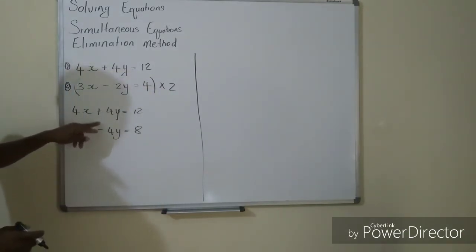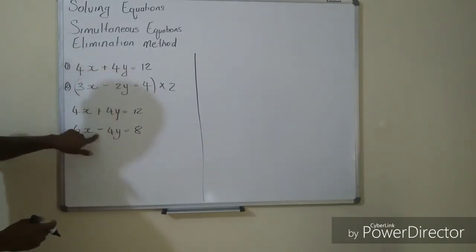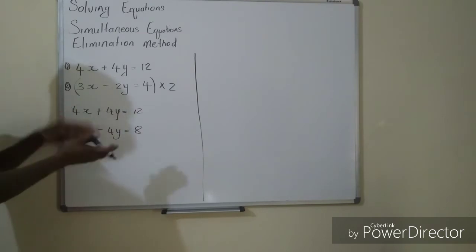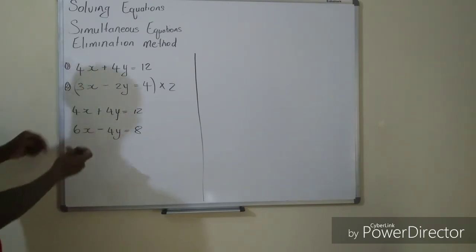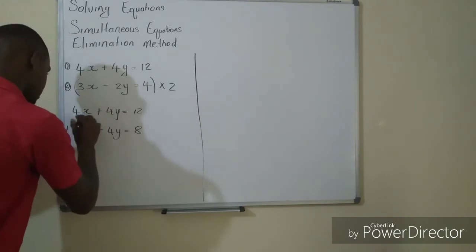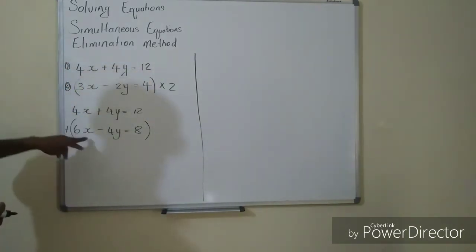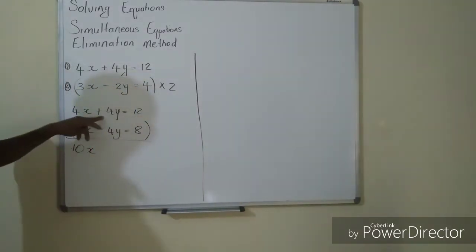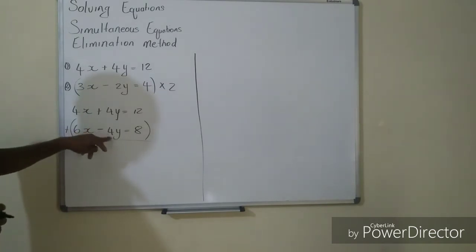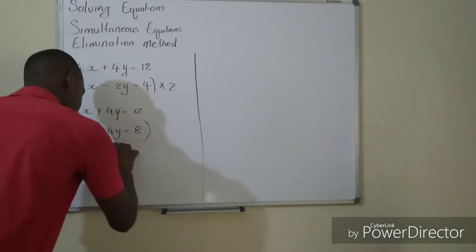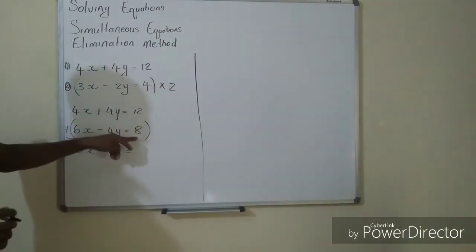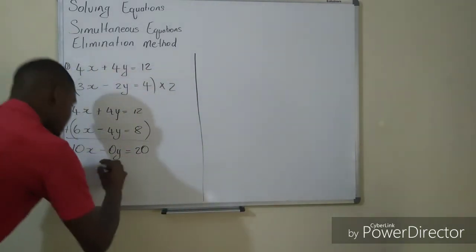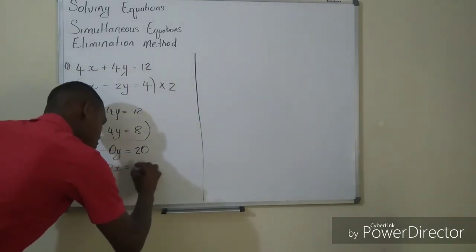Now, because the signs are different, you will add the equations together, but if they were the same, you will have to put a subtraction sign on the outside in order for you to combine the equations together. So now you're going to be adding them, so combining them. 4x plus 6x, that gives you 10x. Now, positive 4y minus 4y, that gives you 0y, equal 12 plus 8, that gives you 20. So now you can simplify this to say 10x must be equal to 20.